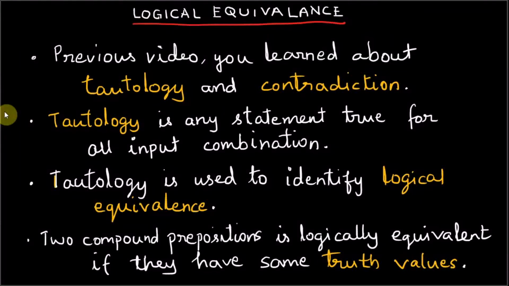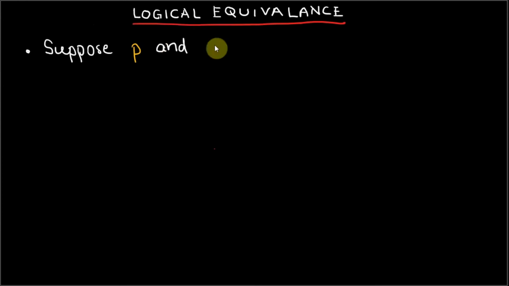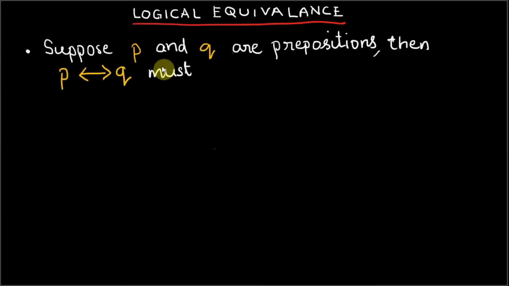In the previous video, you learned about tautology and contradiction. Tautology is any statement true for all input combinations for its compound statement. I also mentioned that tautology is used to identify logical equivalence. It means two compound propositions are logically equivalent if they have the same truth value. Suppose P and Q are two compound statements, then P biconditional Q must be a tautology.